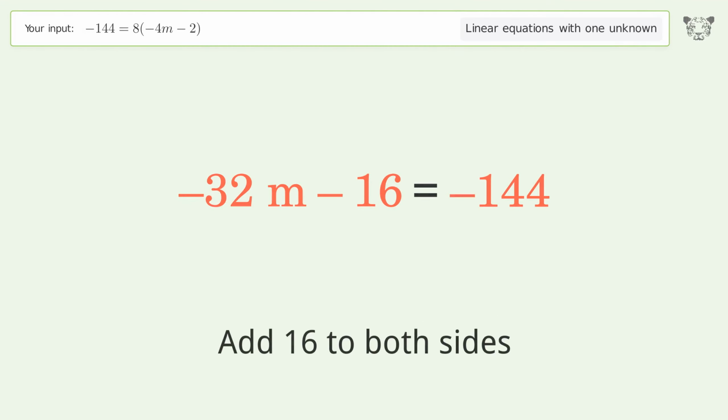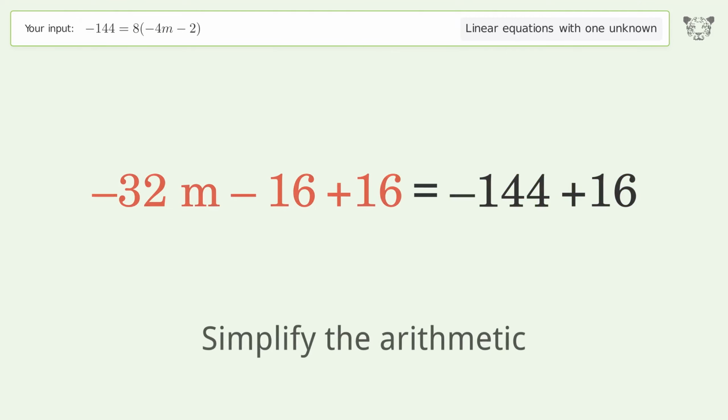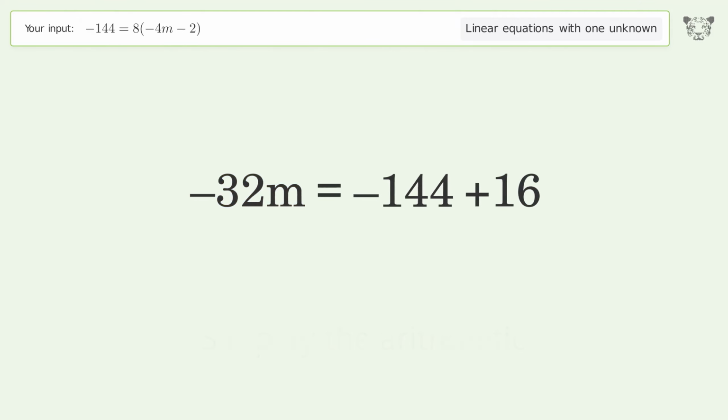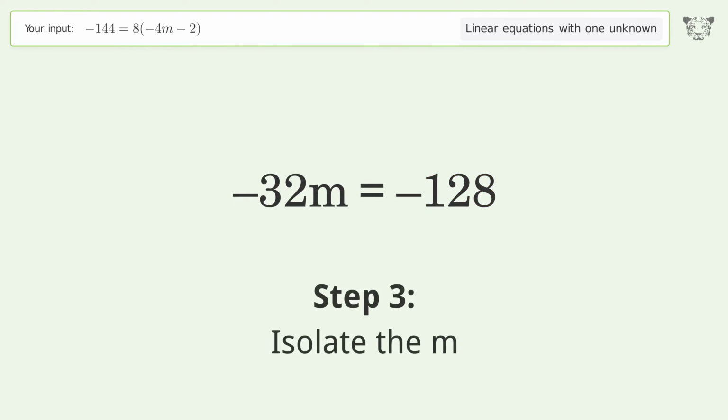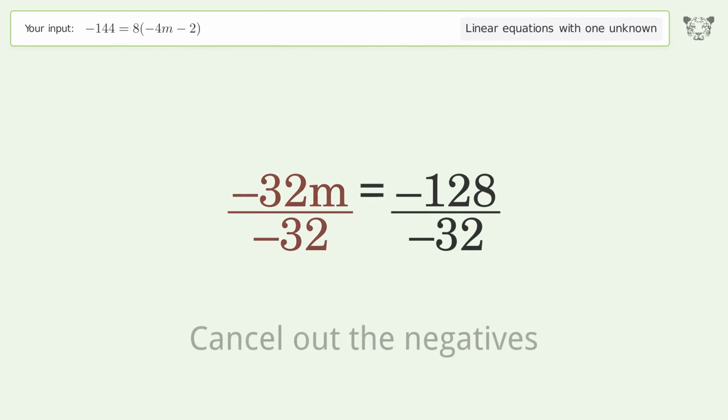Add 16 to both sides. Simplify the arithmetic. Isolate the m. Divide both sides by -32. Cancel out the negatives.